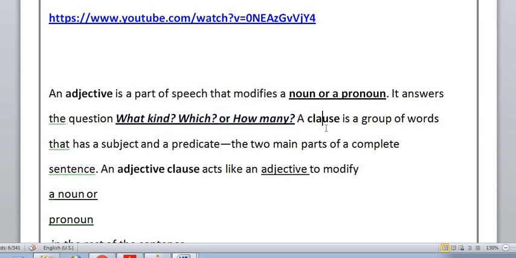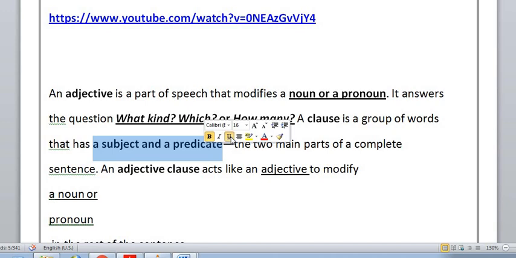A clause is a group of words that has what? A subject and a predicate. Predicate means what? Yes, verb. Correct. So subject and a predicate. It is like a sentence. The two main parts of a complete sentence, right? The adjective clause acts like what? An adjective. To modify what? A noun or a pronoun. Right?